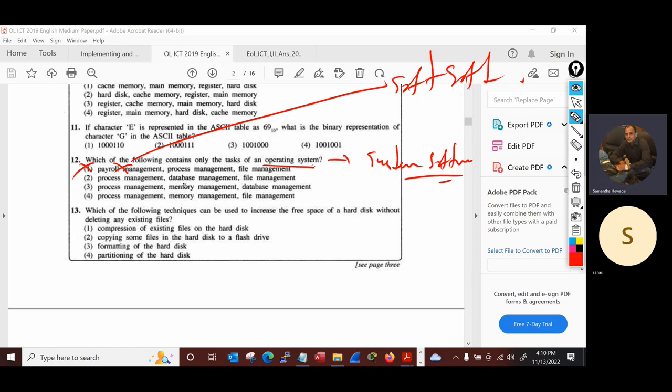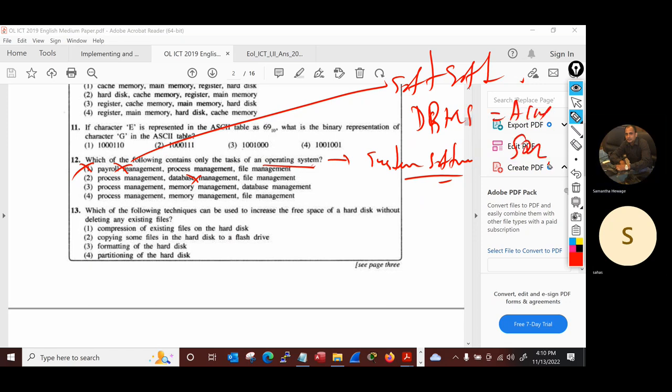Next one: process management, database management, file management. Database management is not an operating system task. It is done by a database management system, DBMS, like Access, SQL, MySQL or Oracle. So we can remove that as a wrong answer. What about the third one? Process management, memory management, database management. Again database management is out of topic, so the answer should be this one: process management, memory management, file management.